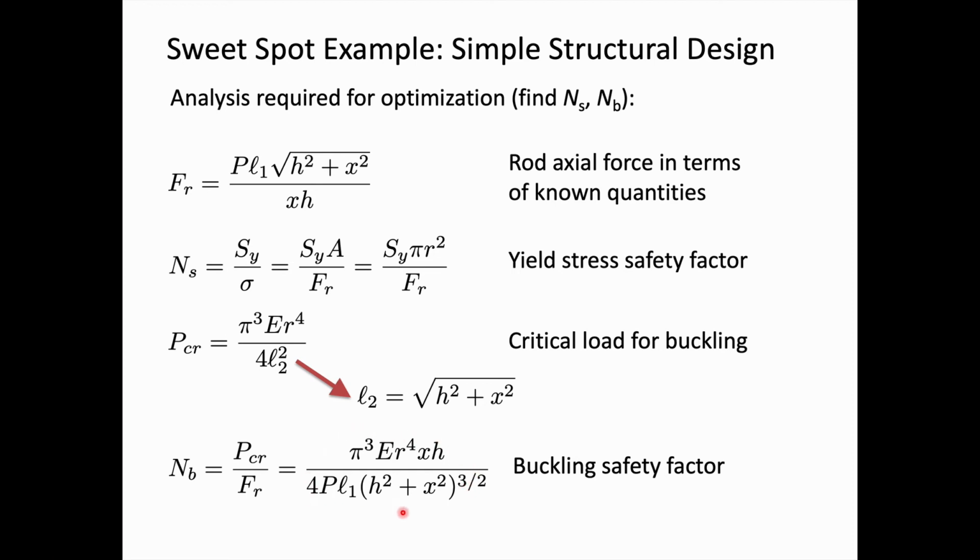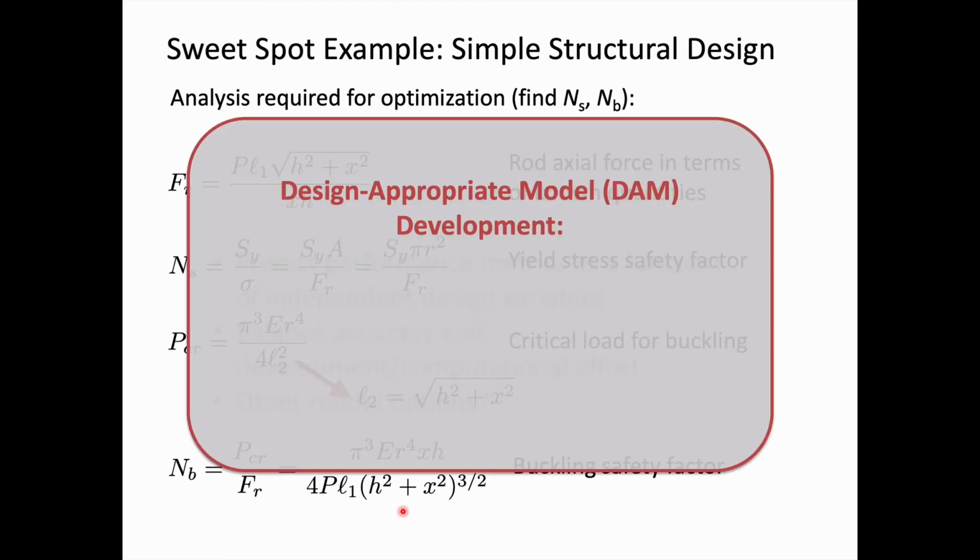So now we have a mapping. We have a way of taking a design that's specified in our design space, in the XR design space, and calculating our objective function and our constraints. This is what I would refer to as a design-appropriate model.